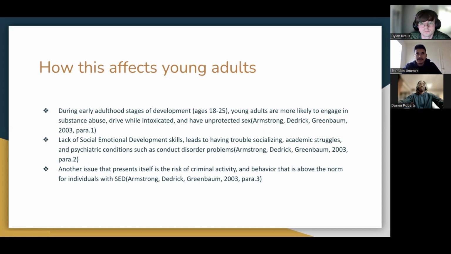So in my career path, I would want to focus on helping individuals who are young adults and struggle particularly with social issues. And here's some information I found on how this affects young adults. During early adulthood, ages 18 through 25, young adults are more likely to engage in substance abuse, drive while intoxicated, and have unprotected sex. There's also lack of social emotional development skills, leading to trouble socializing, academic struggles, and psychiatric conditions such as conduct disorder problems. Another issue is the risk of criminal activity and behavior that is above the norm for individuals with social emotional disorders or development.